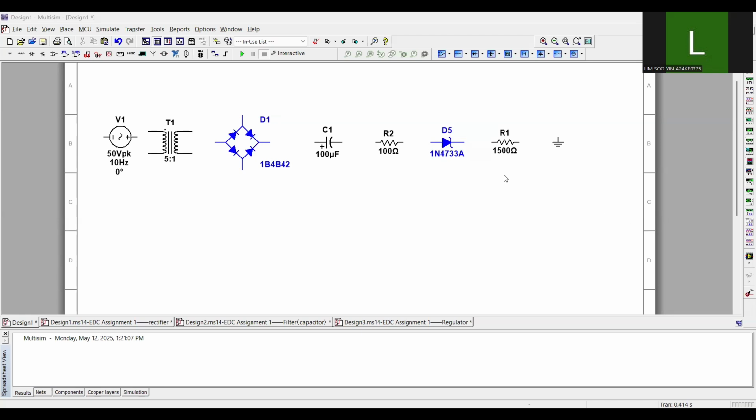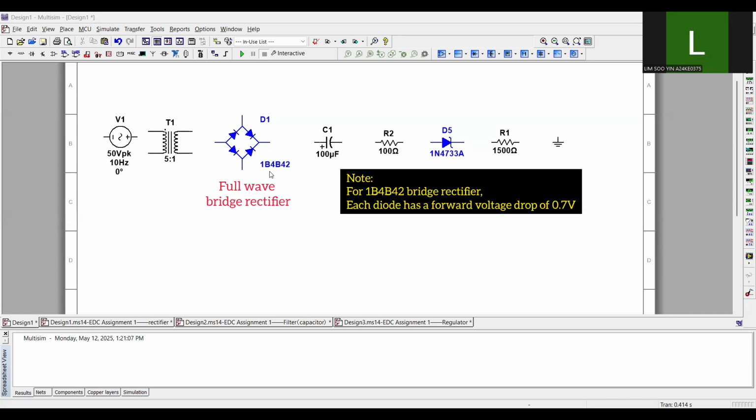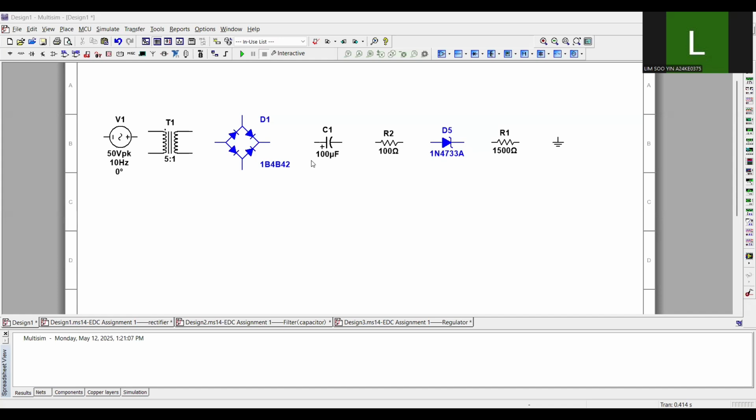So first, let me list the components used in this circuit. An AC voltage source with a peak voltage of 50 volt and 10 Hz. A step-down transformer with a turn ratio of 5 to 1. A full-wave bridge rectifier. I'm using the B4B42 component in Multisim, which consists of standard silicon diodes with a forward voltage drop of about 0.7 volt.